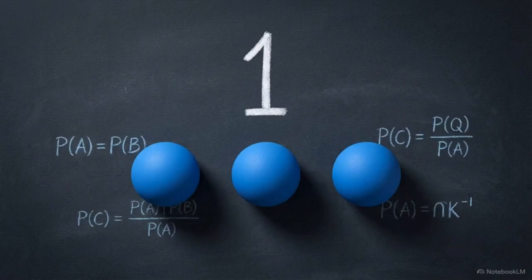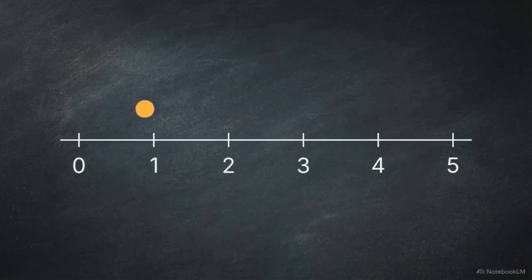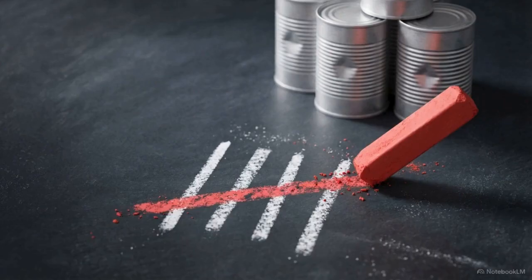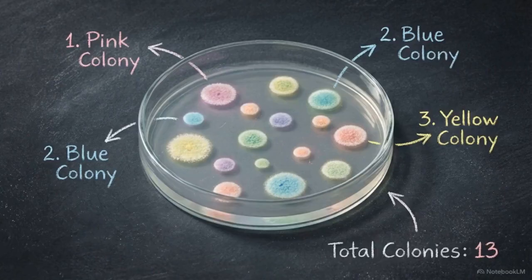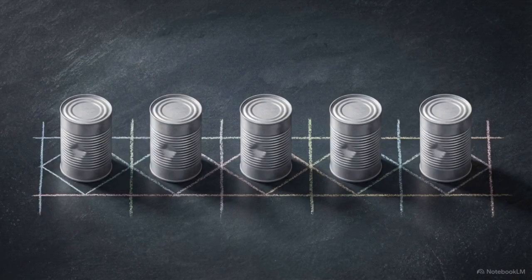The first category is the discrete random variable. These are isolated, distinct values you can count, with no fractions or decimals existing between them. If you are tallying the number of defective cans in a shipment, or counting individual bacteria colonies on a petri dish, you are working with discrete data.